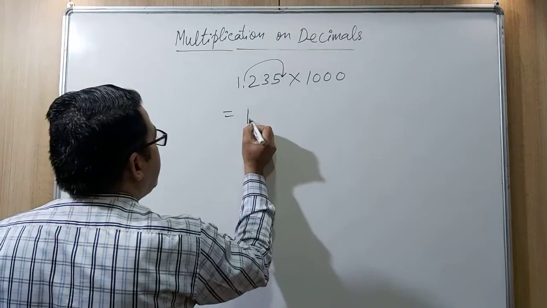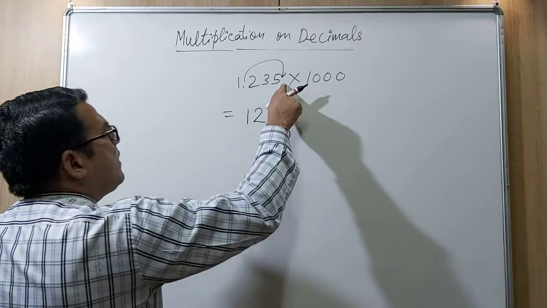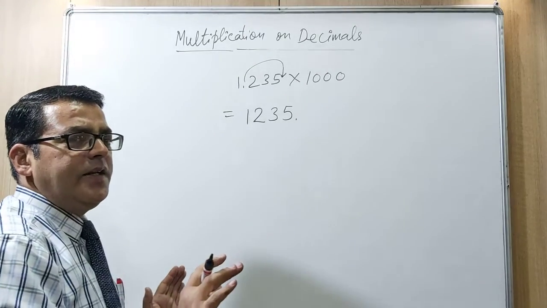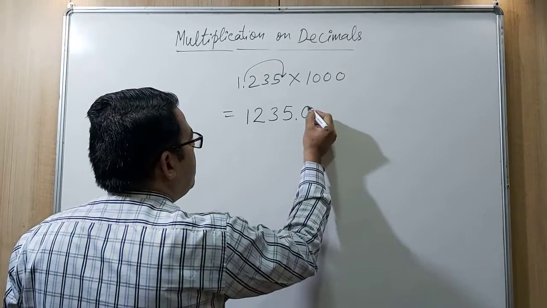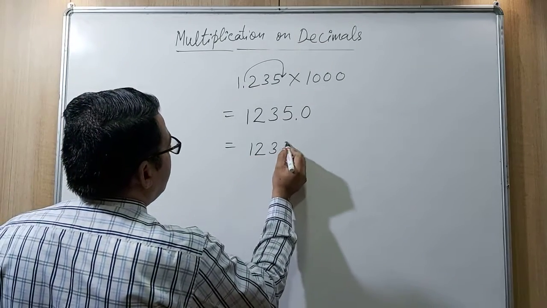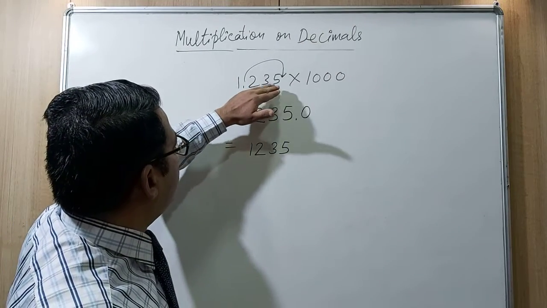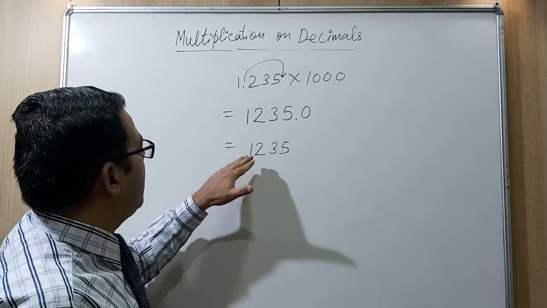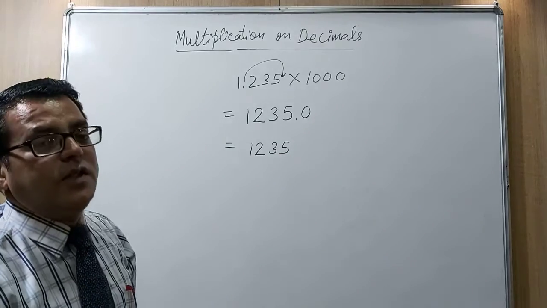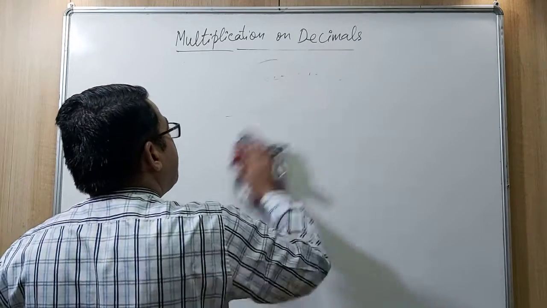So what we can write is 1 2 3 5, then point. And since after this 5 we don't have any digit, we can write 0 here on our own. So now we can also write it as 1235. So after multiplying 1.235 with 1000, we have 1235. Hope you understand. Now, more examples.